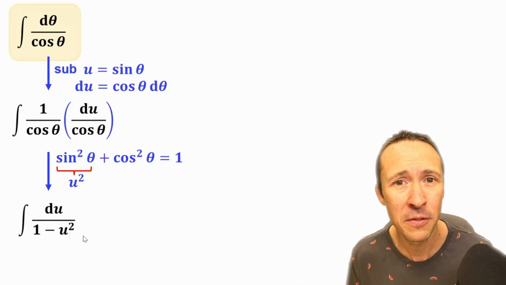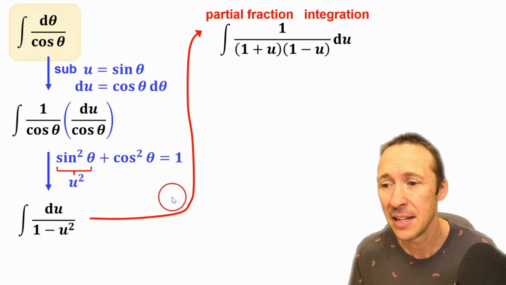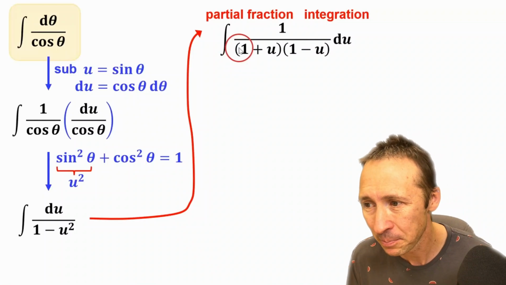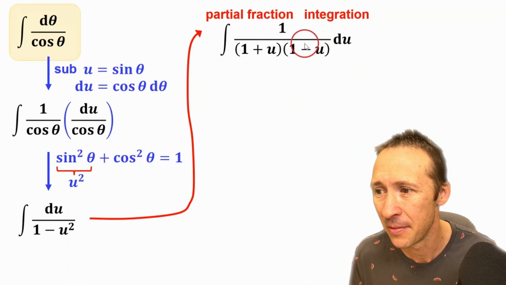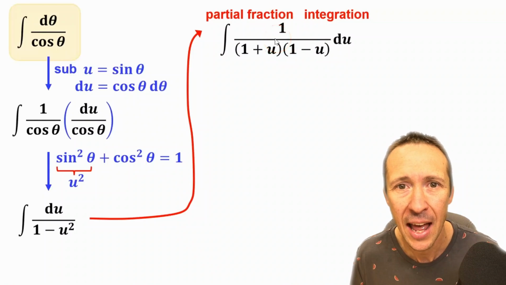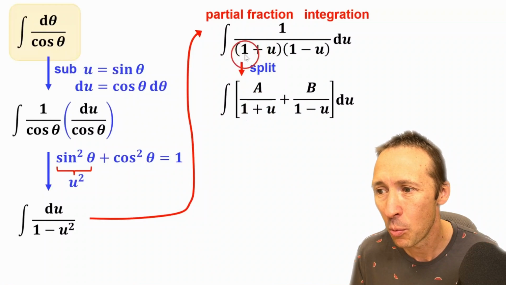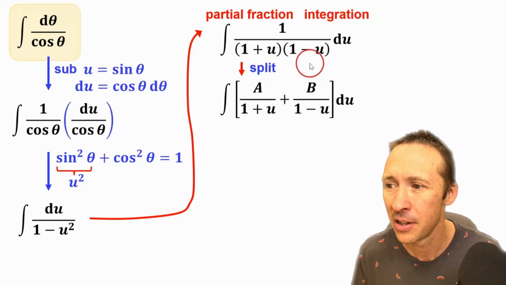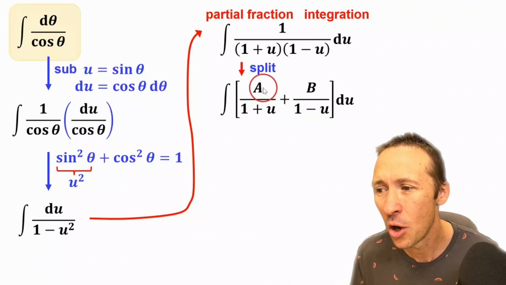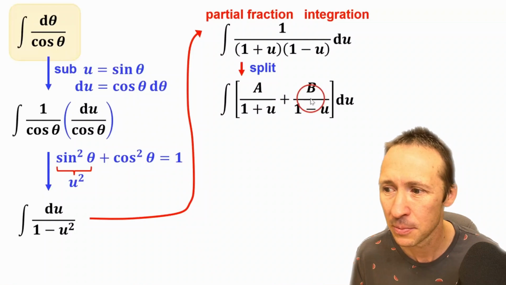And for those of you who have covered partial fraction integration, this is going to be very, very familiar. If not, I'm going to kind of describe it. I have lots of videos on this type of method, but what we're going to do is take this big happy fraction and split it up into two smaller fractions, one with 1 plus u in the denominator, the other one with 1 minus u in the denominator, and we just need to know what the numerators are. I put in a and b as placeholders.